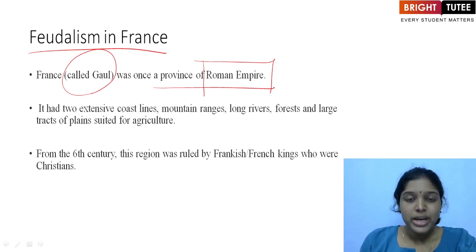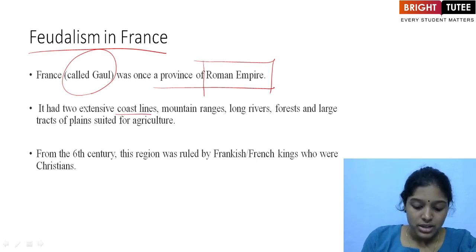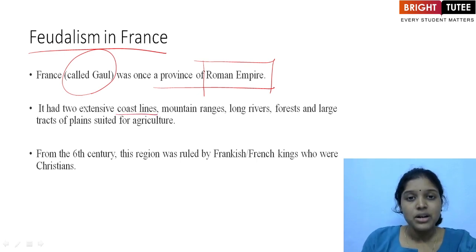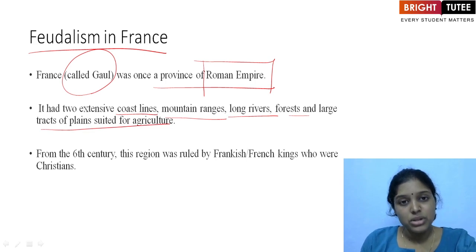It had two extensive coastlines, that is, the area nearing the sea. When the land comes in proximity with the sea, it is called the coastline. And it had mountain ranges, long rivers, forests, and large tracts of plains suited for agriculture. So the geographical area suggests that it had very fertile soil which suited agriculture.